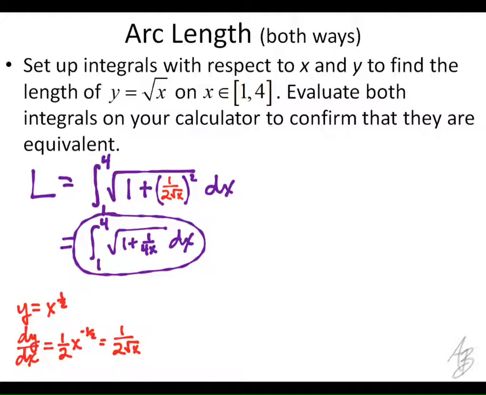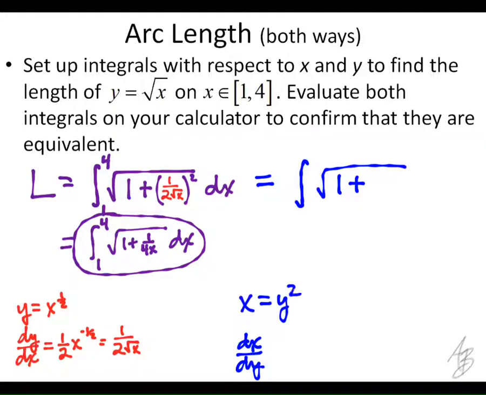Now, before we do that, let's go ahead and do this with respect to y also. And this one's going to be a little bit trickier because we're going to have to change variables here. So we're going to integrate the square root of 1 plus, this time we need dx dy. And to find dx dy, what am I going to have to do with this equation? Solve it for x. So we get x equals y squared.